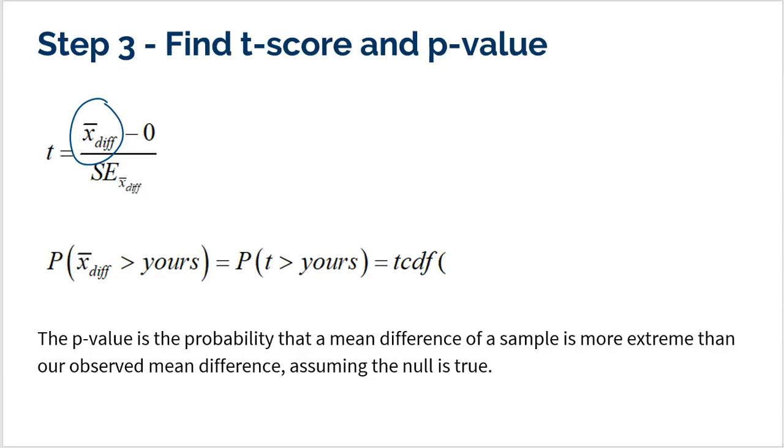So then we're going to actually need the t-score to do that, because our calculator doesn't understand mean of anything. It represents t-scores and z-scores. So then we're going to find the probability that t-score is greater than ours, and then we're going to use TCDF to do that. Now, don't forget, when you do go to TCDF, you will need the degrees of freedom, which, one more time, is your sample size minus 1.